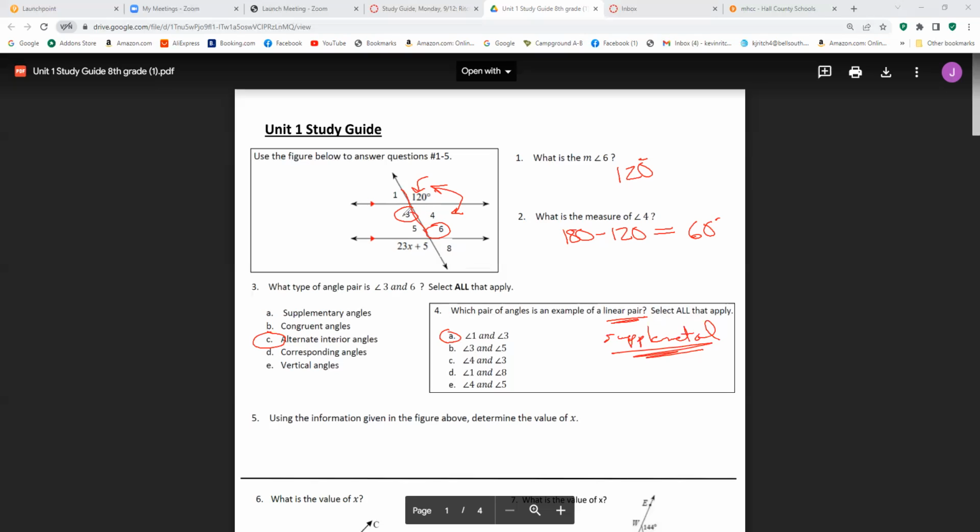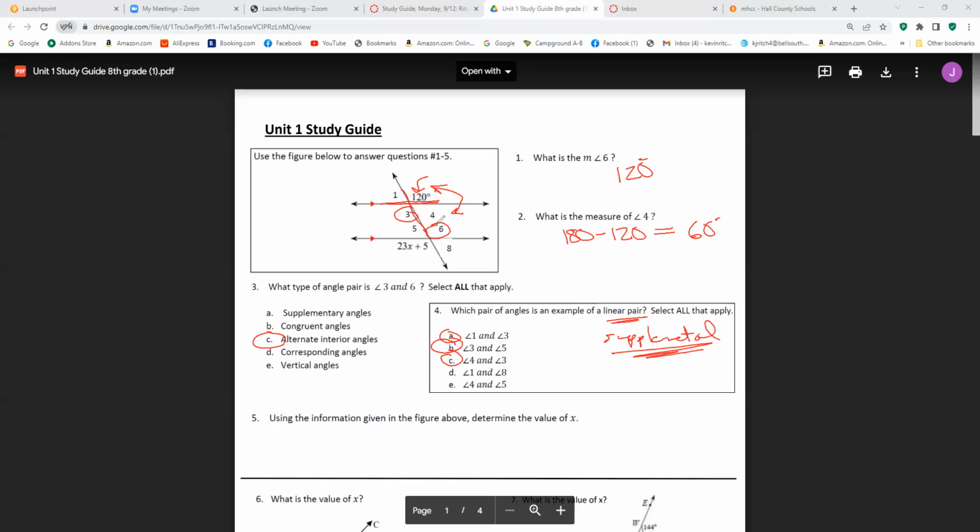3 and 5 together are going to make 180 degrees because they're same side interior angles. So B is also correct. 4 and 3. So 4 and 3 are supplemental because they make this straight line. So 4 and 3 are supplemental, yes.